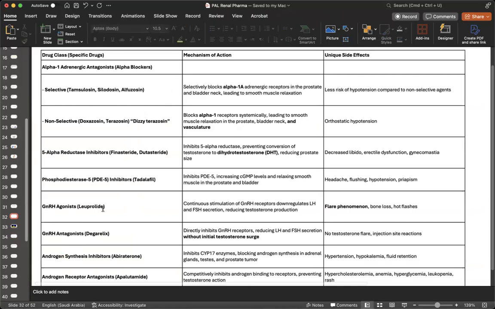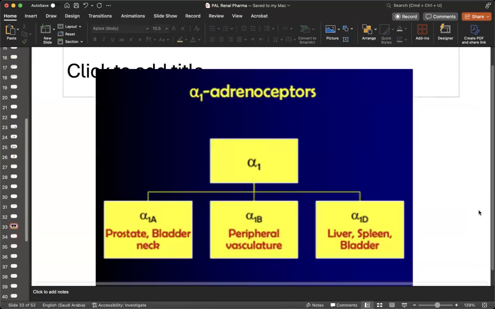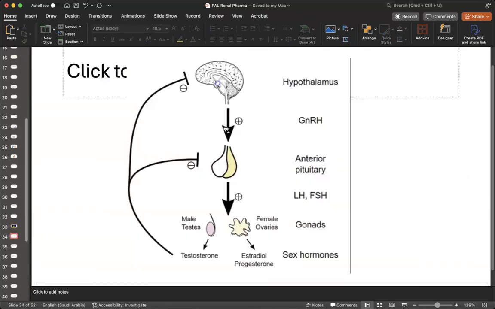Okay. So first we have leuprolide, a GnRH agonist. Now this is a very unique mechanism of action. What it's going to do is continuously stimulate GnRH receptors. And you're going to be thinking, wait, Omar, isn't that going to lead to increased LH and FSH?